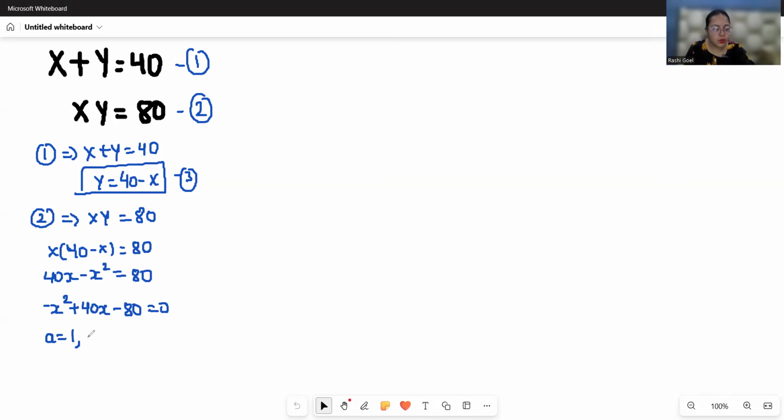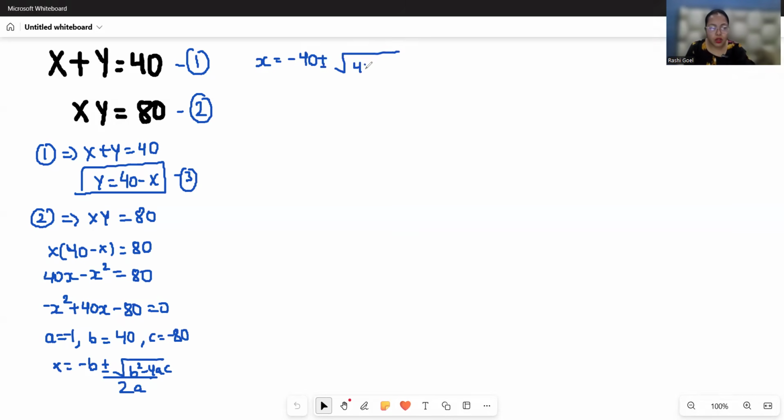Now here A is equal to minus 1, B is equal to 40 and C is equal to minus 80. So now we are going to use the quadratic formula, that is minus B plus minus under root B square minus 4AC by 2A. So x equals minus 40 plus minus under root 40 square minus 4 times minus 1 times minus 80 by 2 times minus 1.